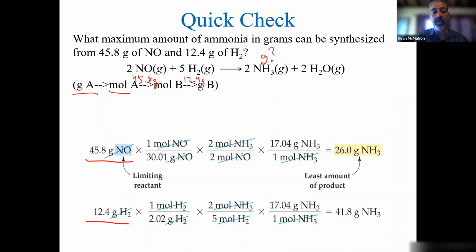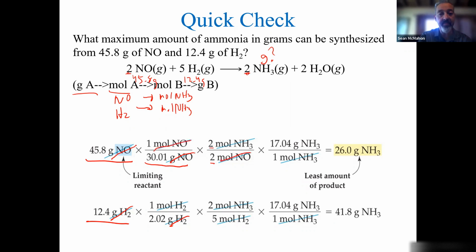Periodic table, molar mass. So there's 30 grams of nitrogen monoxide per 1 mole. It cancels that out. For the hydrogen, there's 2.02 grams per mole of hydrogen. Now that I have the moles of each, so I have moles of NO and I have moles of H2, I convert both of them to moles of NH3. So how do I do that? My balanced equation mole ratio. There's 2 moles of NO for 2 moles of NH3.